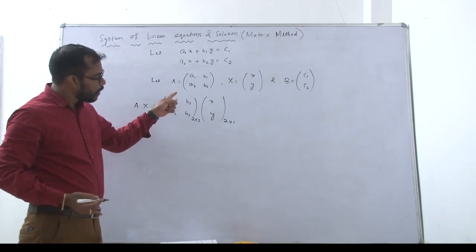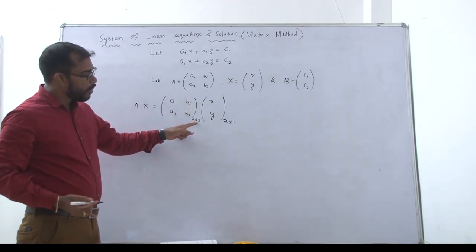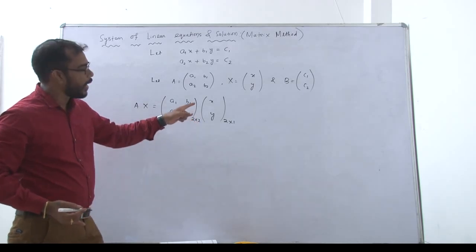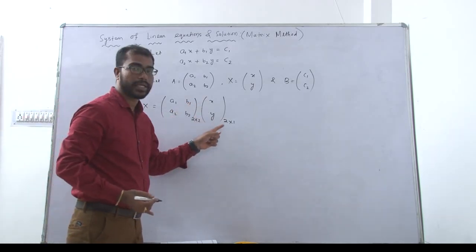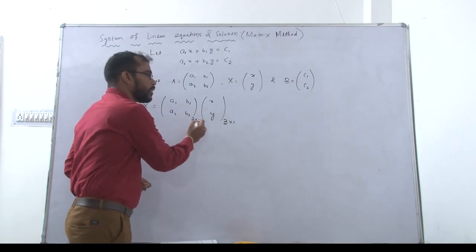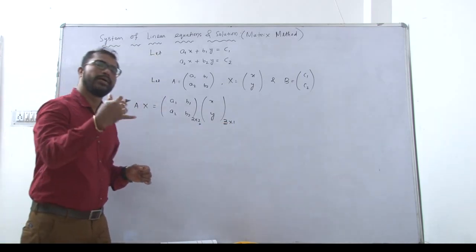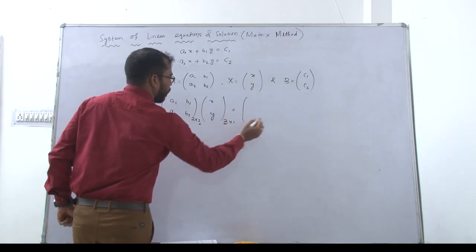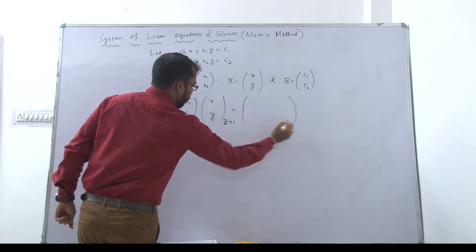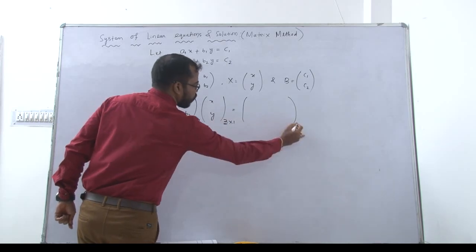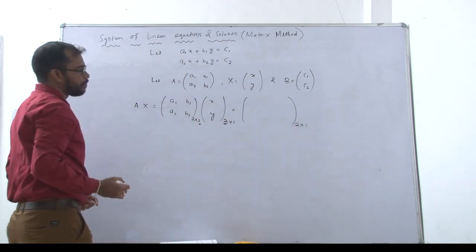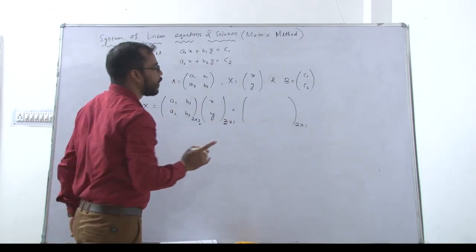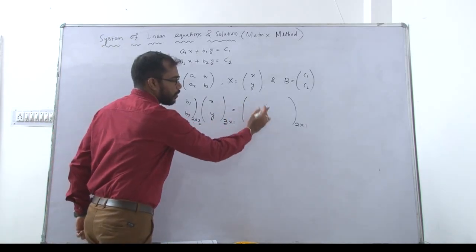As you see, the number of columns in the first matrix is 2, and the number of rows in the second matrix is also 2. So both are the same, so we can multiply. The result will be of order 2 into 1, that means 2 rows and 1 column.